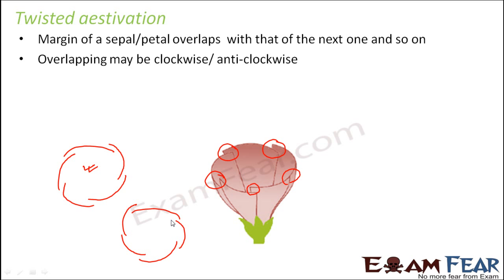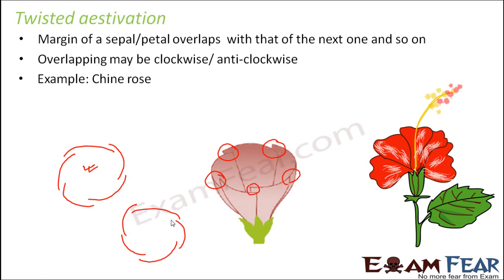So it can be both clockwise and anti-clockwise. Example is China rose. So if you look at the arrangement of petals or sepals in China rose, you can actually see this kind of aestivation. The third type is imbricate aestivation. So let us see what happens in imbricate.